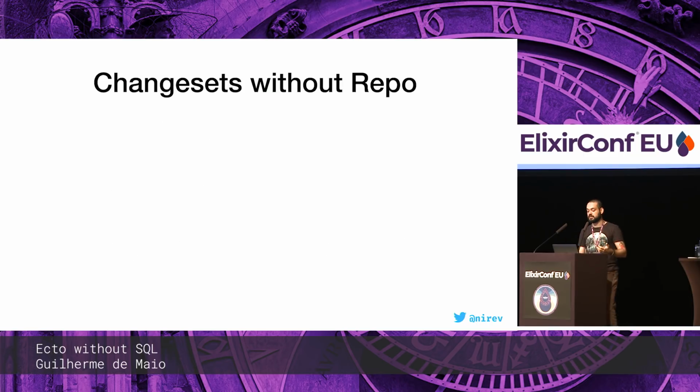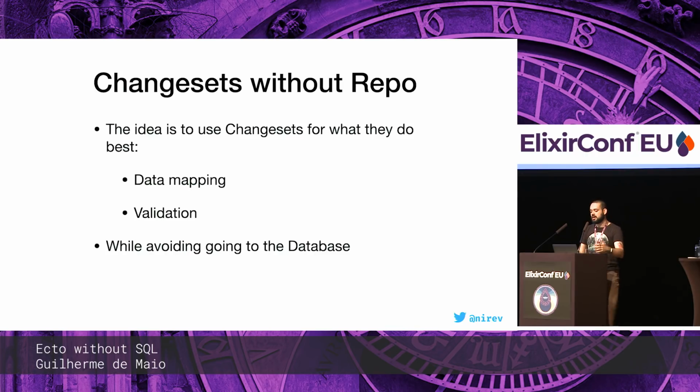I think the most interesting part would be Changesets without the repository. I think that's where the biggest value would be extracted. So the idea here is to use Changesets for what they do best, which is data mapping and validation, while avoiding going to the database.